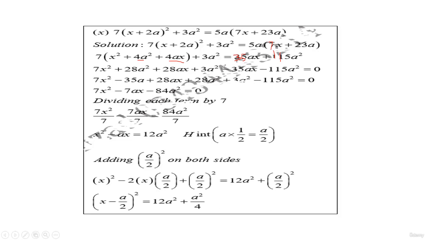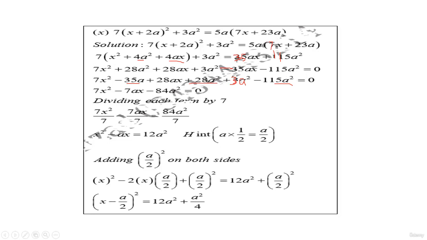So transferring all the terms to this side and multiplying by 7, you have 7x square plus 28ax plus 3a square, and this is minus 35ax minus 11a square is equal to 0. Now, both are a squares, so you can add them, 3a square and 28a square, minus 11a square.